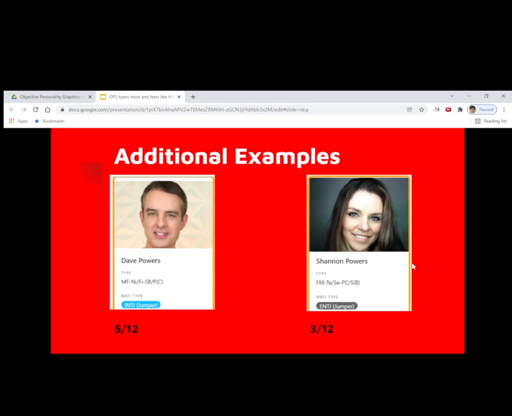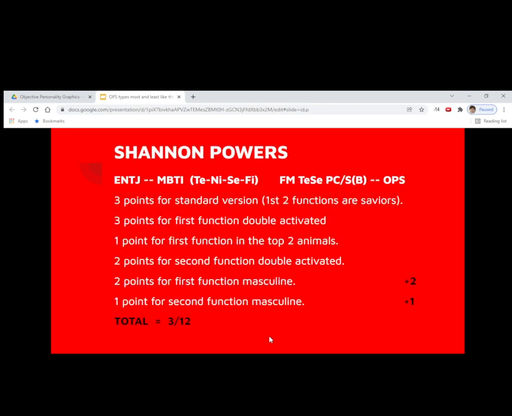Okay, and if we go over here to Shannon, she's an ENTJ jumper. She is FMTESC, play, consume, sleep, blast, last. Now she only gets a 3 out of 12, so not exactly a super typical ENTJ. She's just getting points for her modalities because she happens to have masculine TE and she has masculine NI. So that's where her points are coming from.